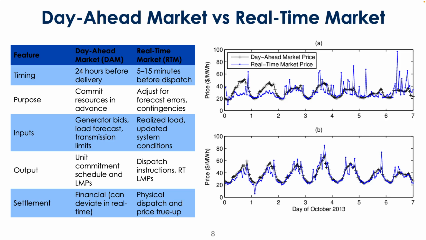Okay, and then in the real time, there are a couple of different types of adjustments. There's a 15-minute one and a 5-minute one, and these are essentially contingencies for forecasting errors, and for updating your system conditions a little bit.